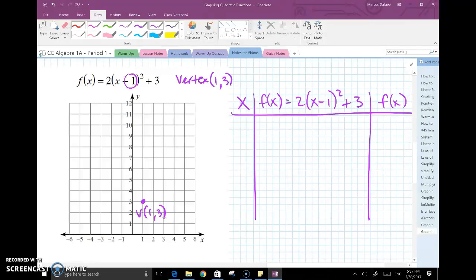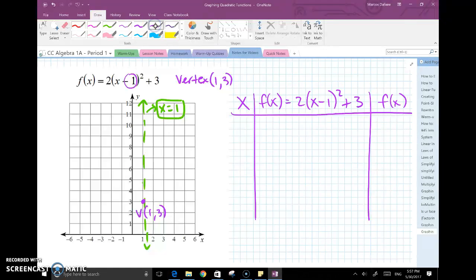Now I need more points. I can't make a parabola with just this alone, but I know where my axis of symmetry is. It's going to cut through my, oh, that's a horrible job. Let me do that again. It's going to cut right through this vertex, and it is a line, so it does need arrows. The equation of this line is x is equal to positive 1. You just borrow that x coordinate from the vertex.